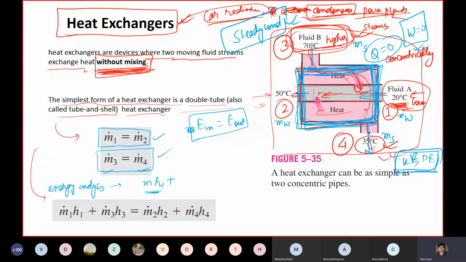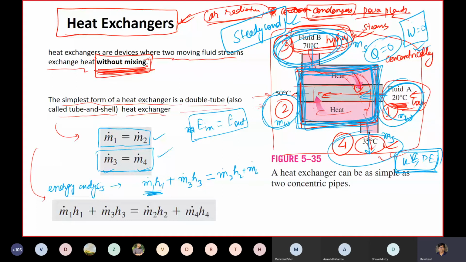Energy in is by the first fluid and the third fluid: m1 h1, m3 h3. So 1 and 3 are coming in, and that is equal to 2 and 4 coming out: m2 h2 plus m4 h4. This is pretty straightforward. With that, you can go ahead with your numericals now.